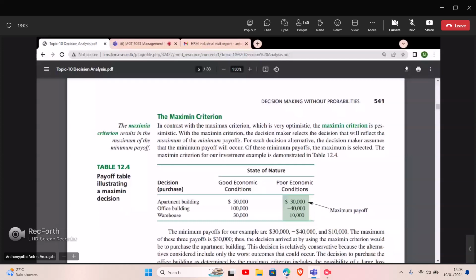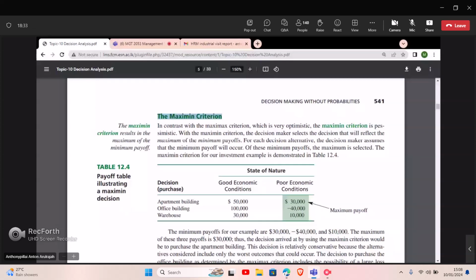Maximin criterion. The maximin criterion is a result that is the maximum of the minimum payoffs. Among the minimum payoffs, we have to consider the maximum. So if it is the maximum of the minimum payoffs, that is called maximin.